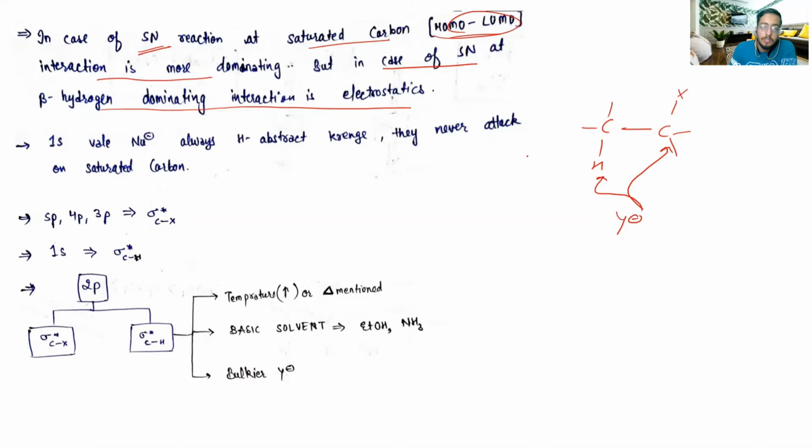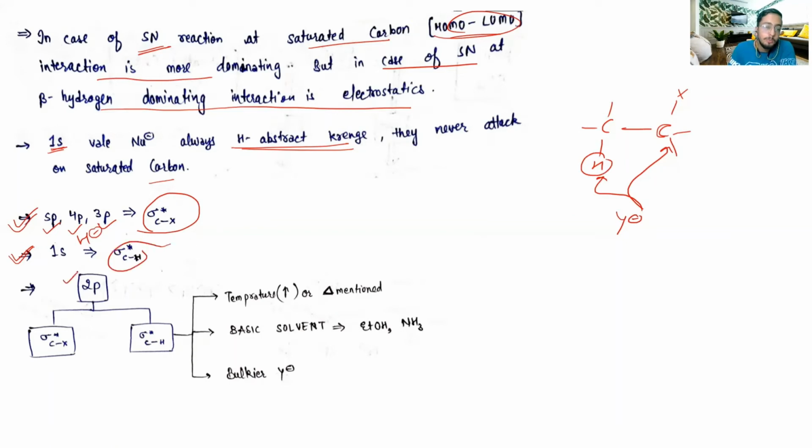Now you will learn one thing: the nucleophile which has its negative charge in the 1s atomic orbital always abstracts H, which means it will always act as a base, or directly attack the beta hydrogen. It will not directly attack the carbon having the leaving group. See here, I have written that 5p type, 4p, and 3p nucleophiles will always attack the sigma star C-X. That means they will directly attack the carbon having the leaving group. On the other hand, the nucleophile of 1s type, that means hydride ion, will never attack the carbon having the leaving group. It always attacks the beta hydrogen and gives the elimination product.